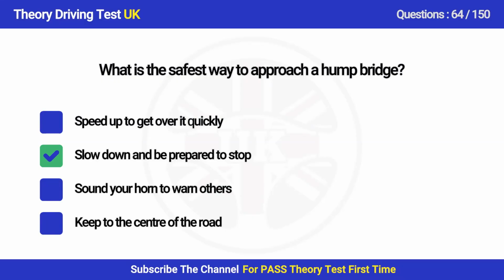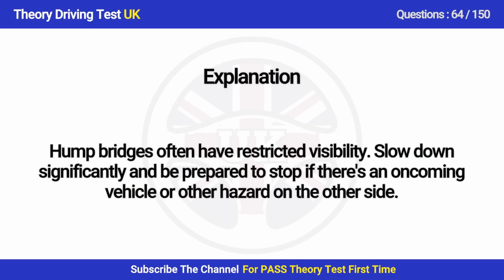Answer is B. Slow down and be prepared to stop. Hump bridges often have restricted visibility. Slow down significantly and be prepared to stop if there's an oncoming vehicle or other hazard on the other side.